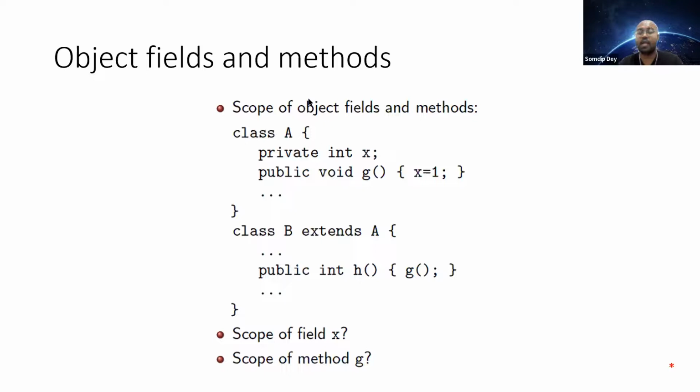Yes, it is both classes because B extends or inherits from A, right? And B also has a method, which is H, which uses the function G. Now, G itself, as you can see here, uses the variable X, right? So X and G fall within the scope of both the classes in this scenario. So Matthew, you're correct.